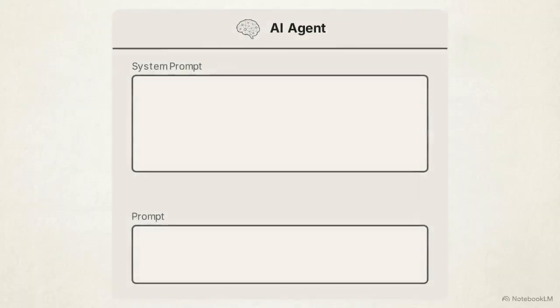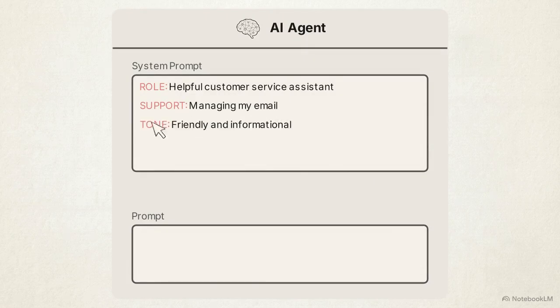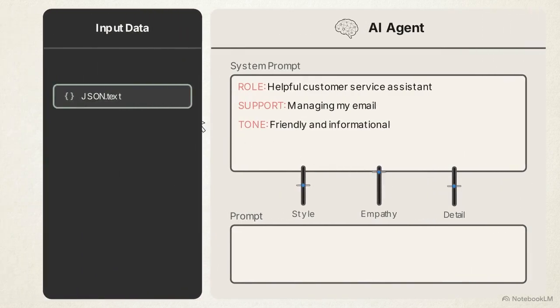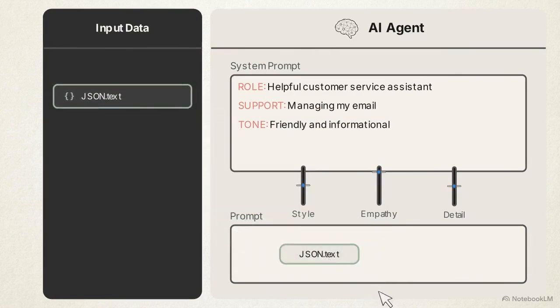Open the AI agent node and locate the system prompt. This is where you define the persona. Tell it, "You are a helpful customer service assistant managing my email." Establish clear boundaries. Add specific instructions about your company's tone, whether formal, friendly, or strictly informational, so the agent knows exactly how to communicate. To feed the incoming message to the AI, look at the data panel on the left. Find the field labeled json.text and drag that variable directly into the AI's prompt box.